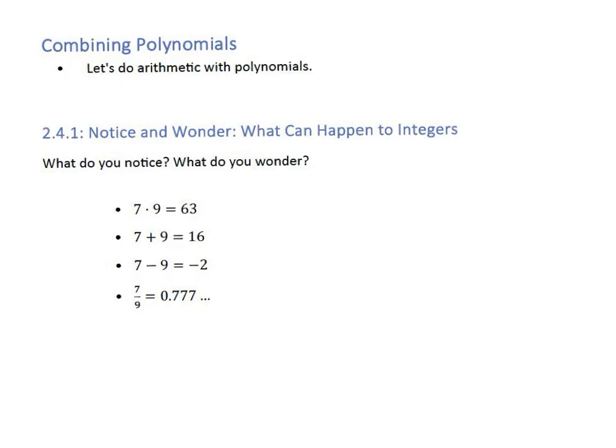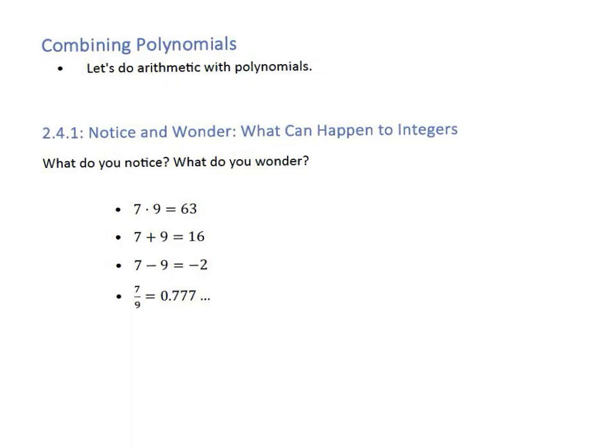All right, for the notice and wonder, you might notice these are all integers, so it says what can happen to integers. If you look at your integers, when we multiply 7 times 9, you can see we have integers there. What is happening? Well, we're still getting an integer. So when you multiply integers, you will get an integer. When you add integers, 7 plus 9, you get an integer. When you subtract integers, you get an integer.